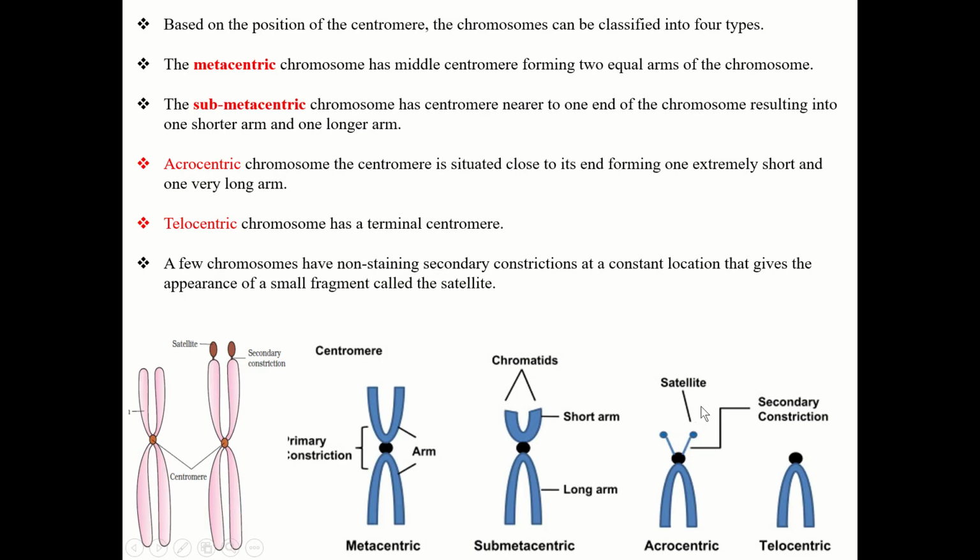Some chromosomes have a secondary constriction. You can see this is the primary and this is the secondary constriction, and as a result they form a satellite. This structure is formed due to the secondary constriction. A few chromosomes have a non-staining secondary constriction at a constant location that gives the appearance of a small fragment, and we call it a satellite.